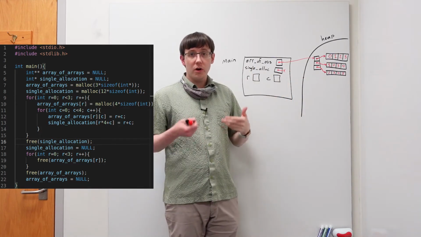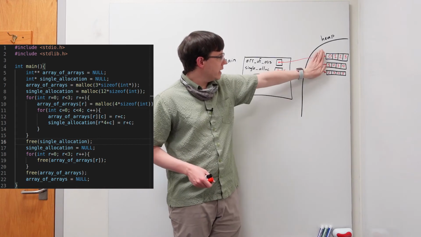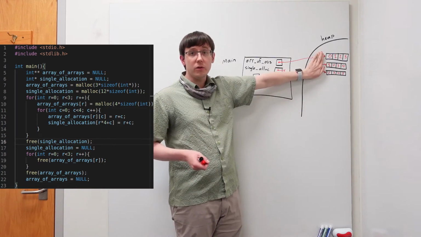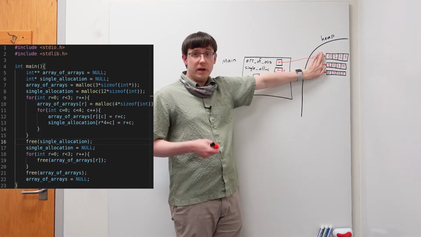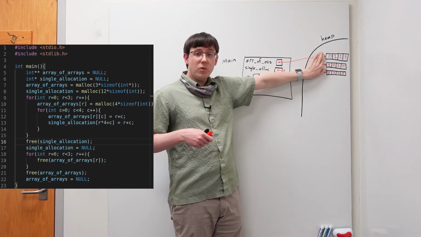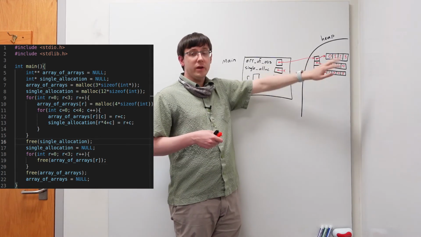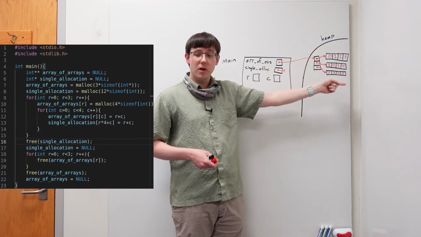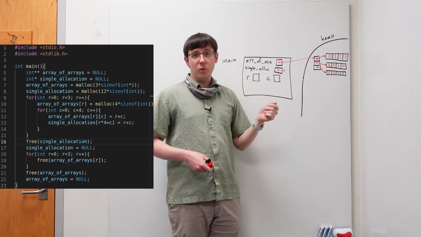But if we were to call free on our array of arrays, that would deallocate only this chunk of memory, and we would lose our pointers to the inner arrays, and so those inner arrays would be leaked. That's why instead, on lines 18 through 20, we first loop through and free all of the inner arrays before we free the outer array on line 21.